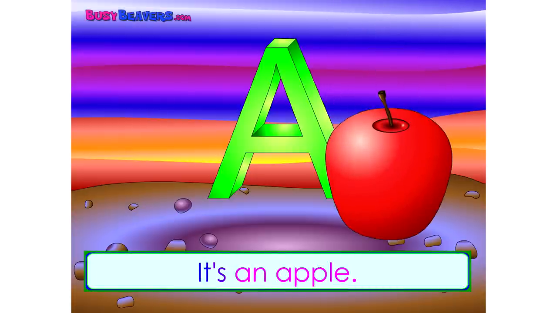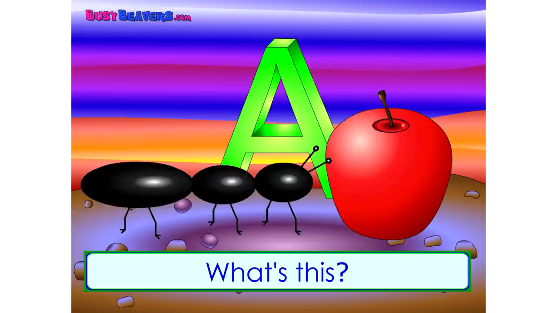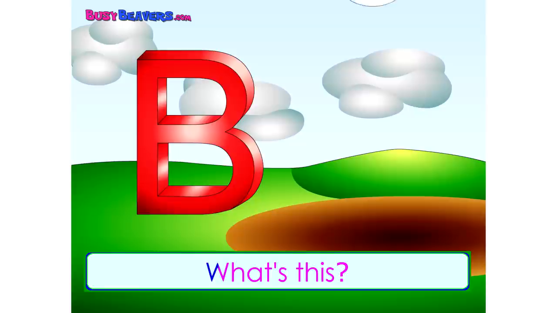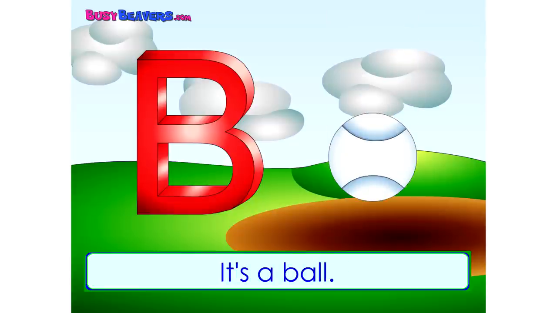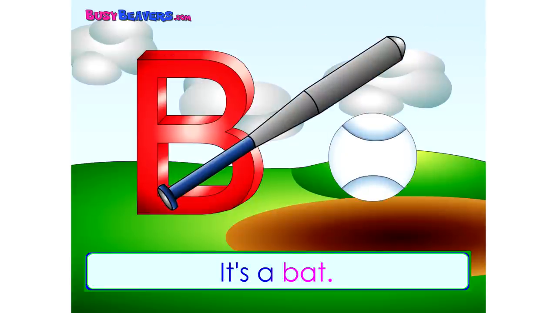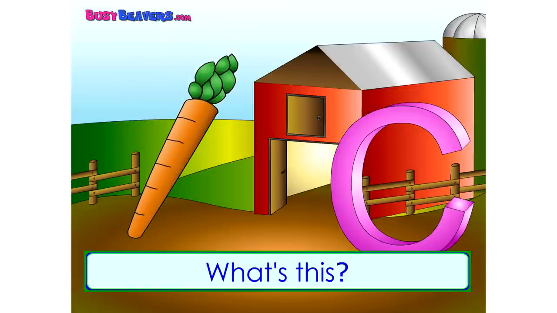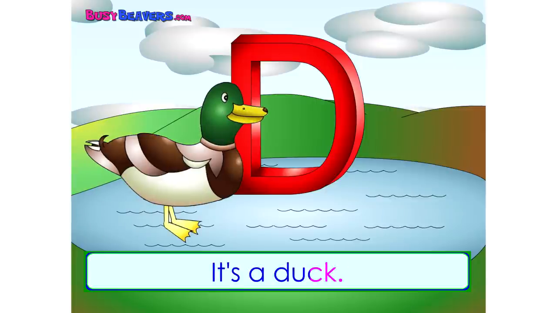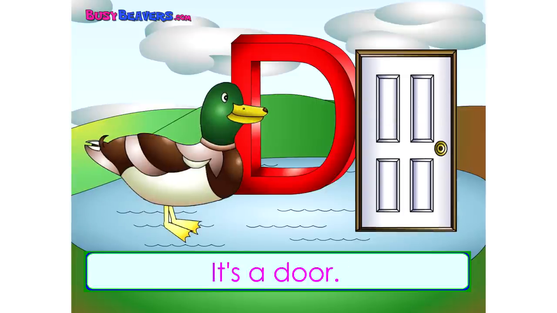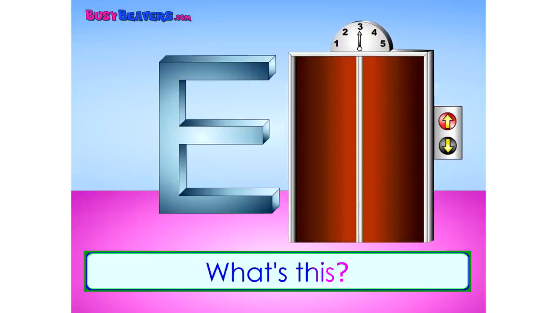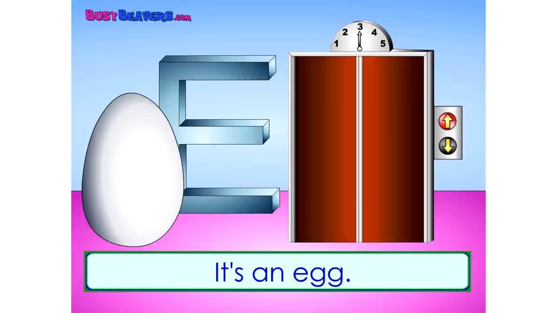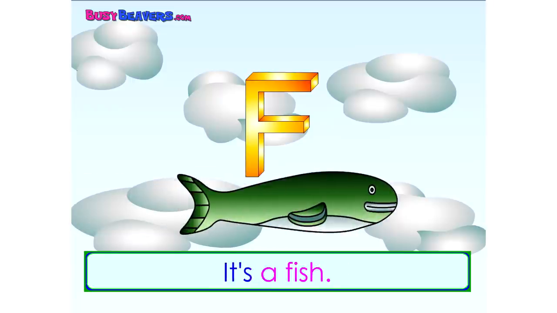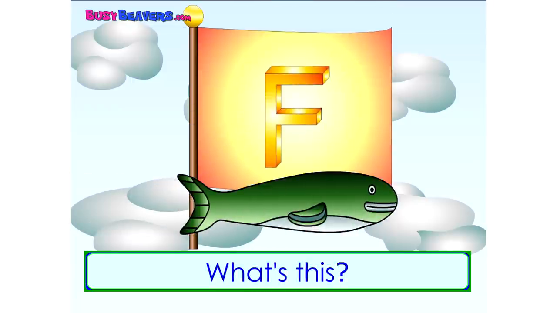What's this? It's an apple. What's this? It's an ant. What's this? It's a ball. What's this? It's a bat. What's this? It's a carrot. What's this? It's a car. What's this? It's a duck. What's this? It's a door. What's this? It's an elevator. What's this? It's an egg. What's this? It's a fish. What's this? It's a flag.